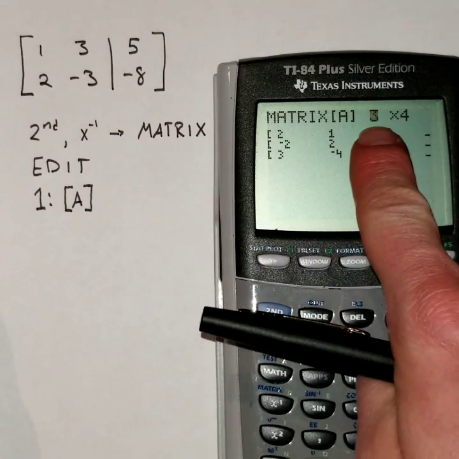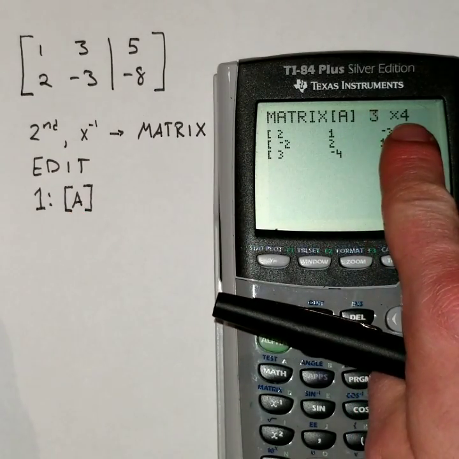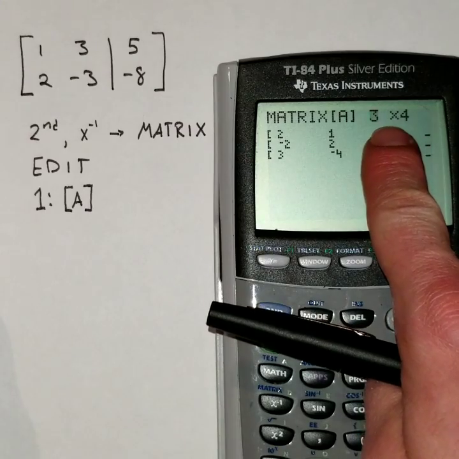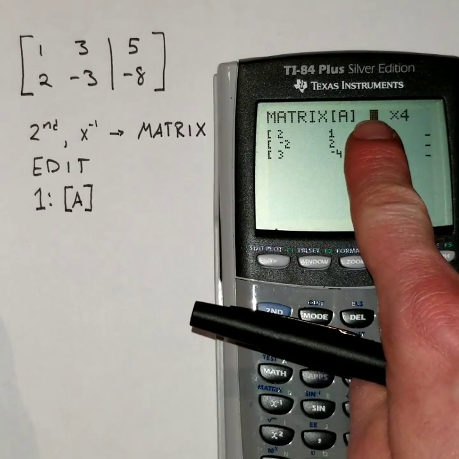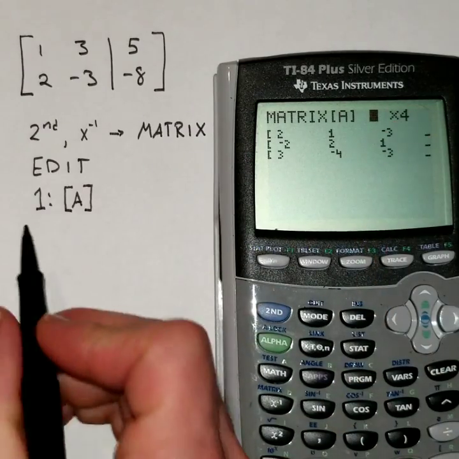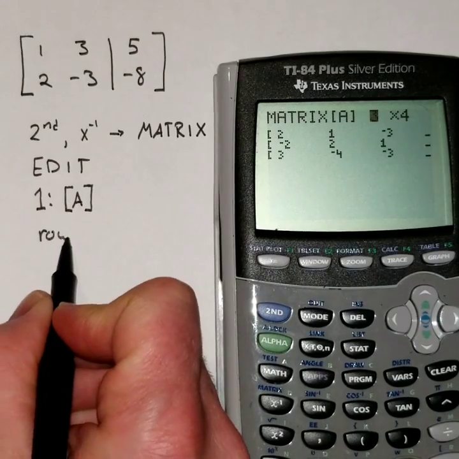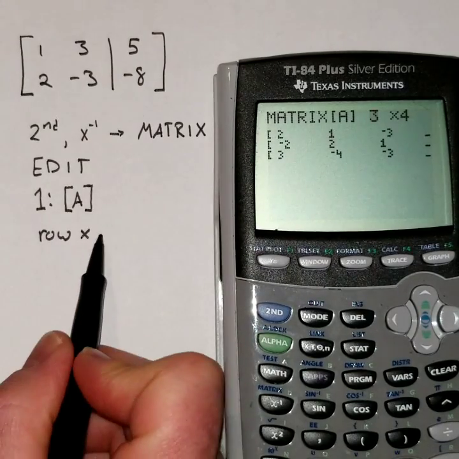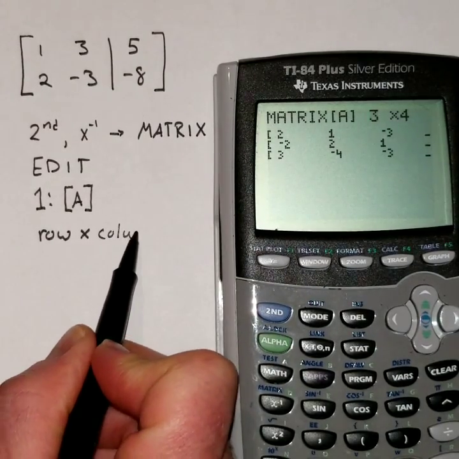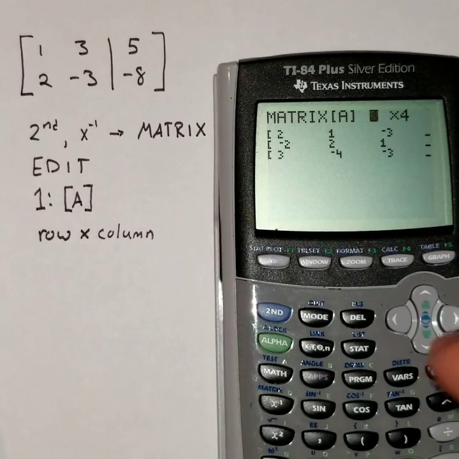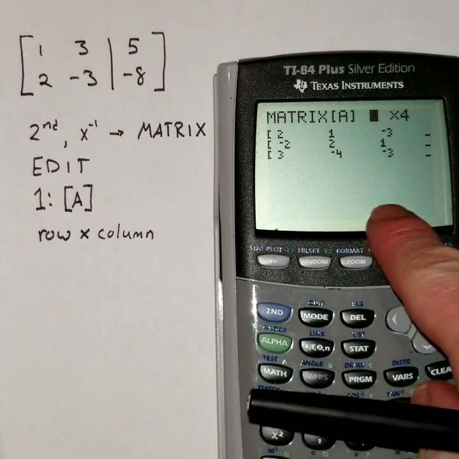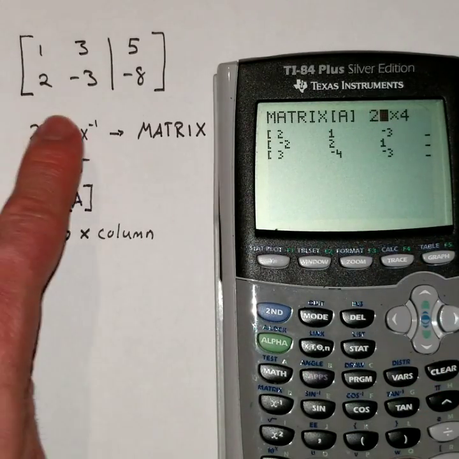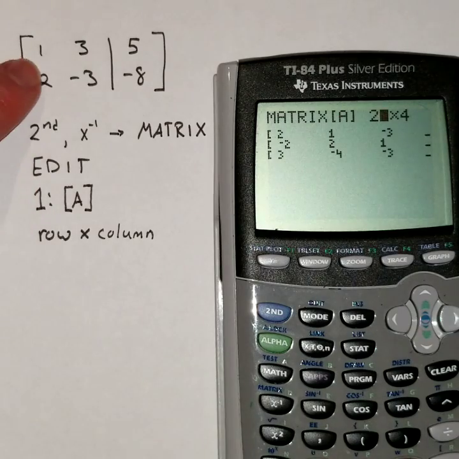Inside matrix A, you're going to need to give the size of the matrix, which is not something I've talked about yet. The size of the matrix is going to be the row by the column. So you enter the number of rows by the number of columns. This is going to be a 2-row matrix. It's got 2 rows horizontally by 3 columns.